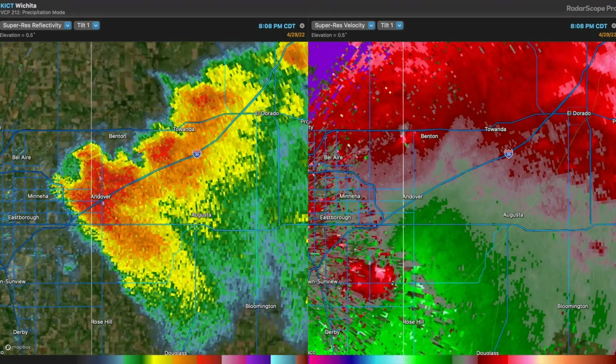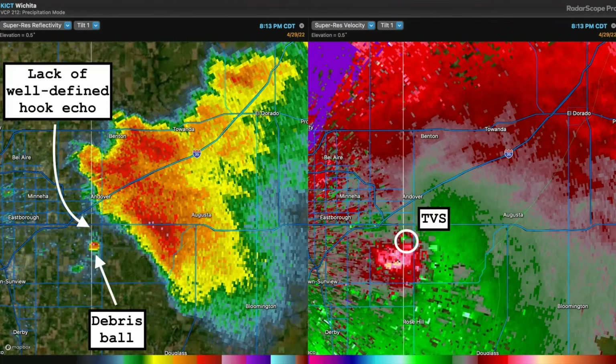On rare occasion, very little precipitation may wrap around a supercell's mesocyclone, creating what's called a low reflectivity hook echo. In this case, the first sign of a tornado may be a debris ball that appears to be detached from the parent supercell.